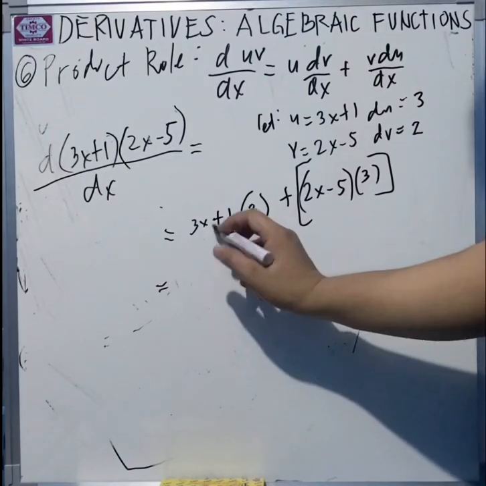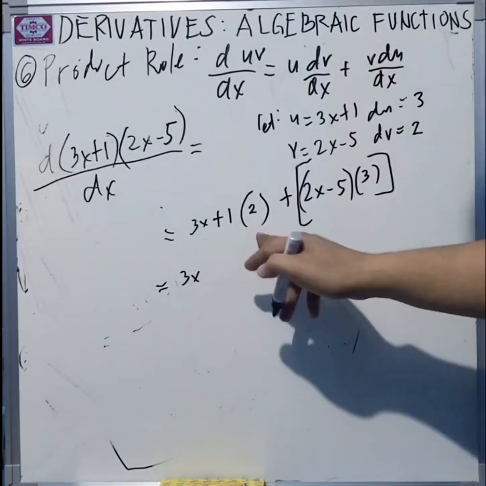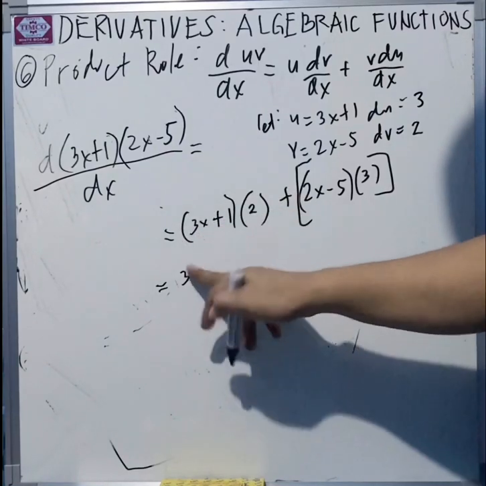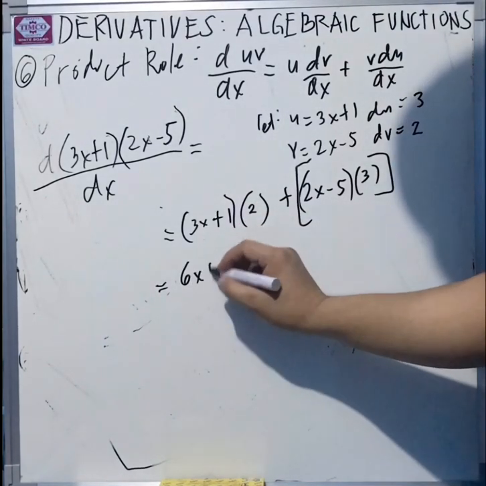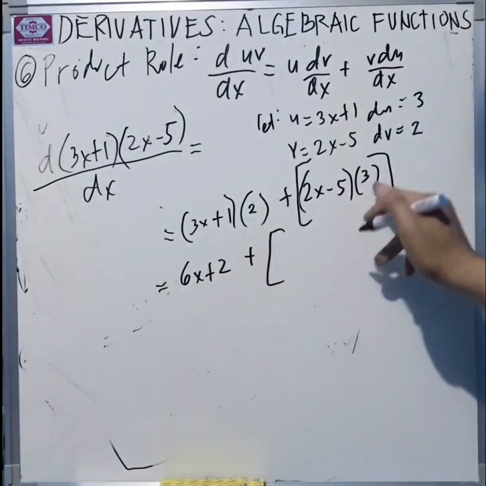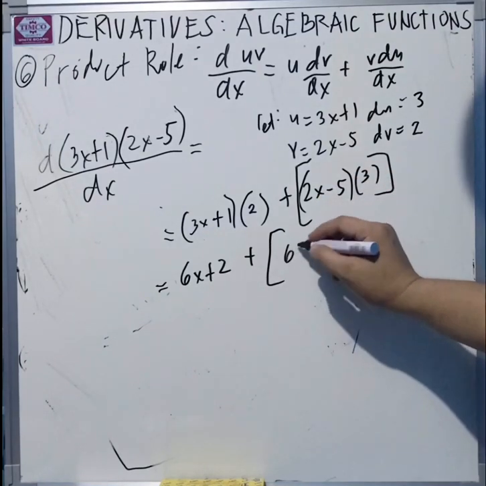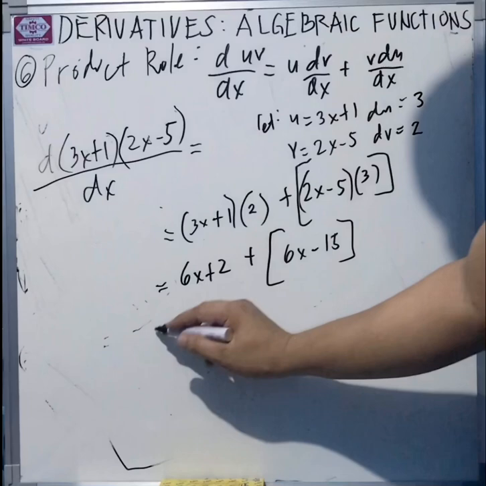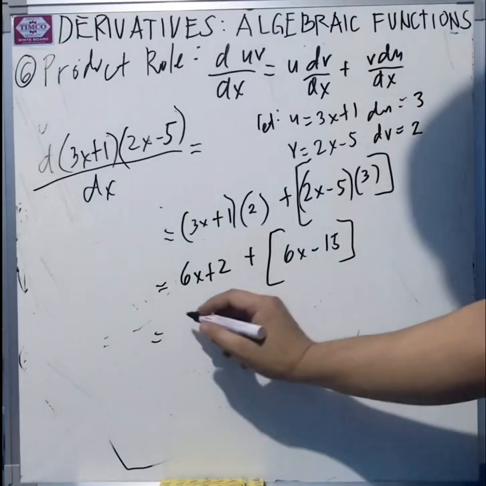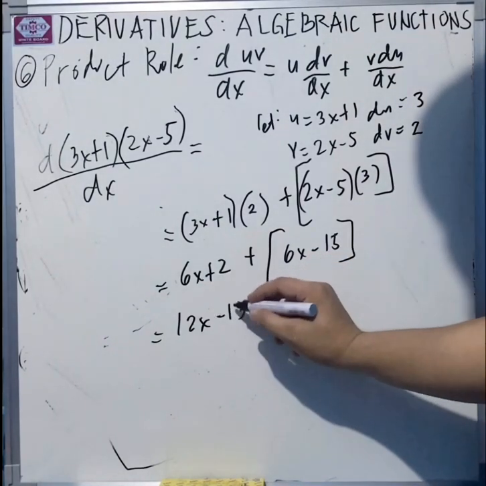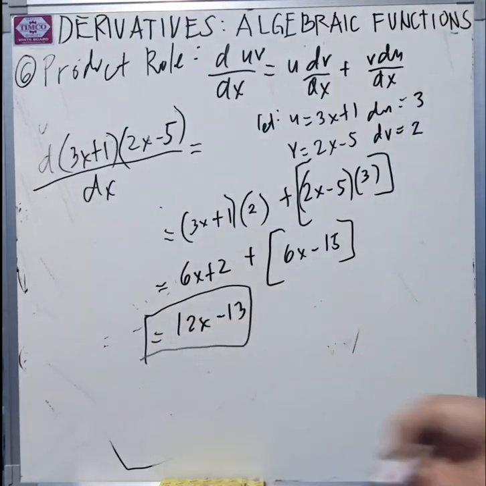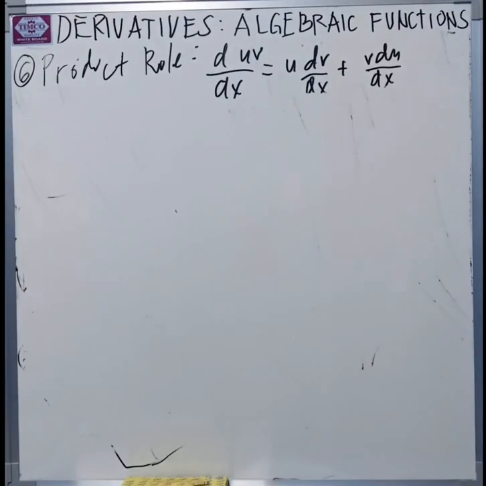Equal yan sa 3x plus 1 times 2 is equal to 6x plus 2. Okay. Plus distribute natin 6x minus 15 equals 6x plus 6x is 12x. Okay. 2 plus negative 15 is negative 13. So, ang derivative ng 3x plus 1 times 2x minus 5 with respect to dx is equal to 12x minus 13. Okay. So, we have second example.